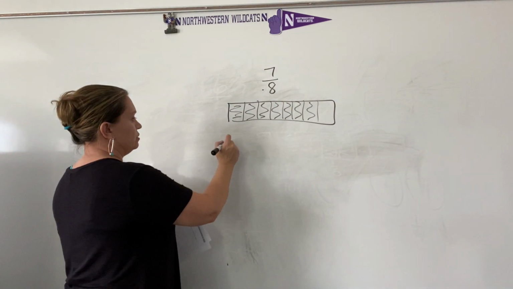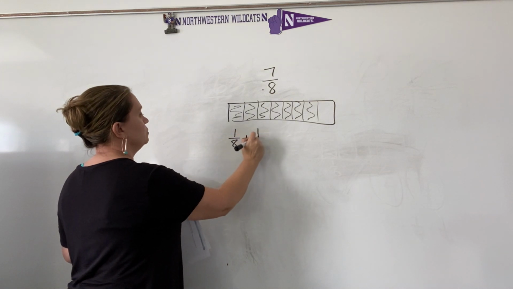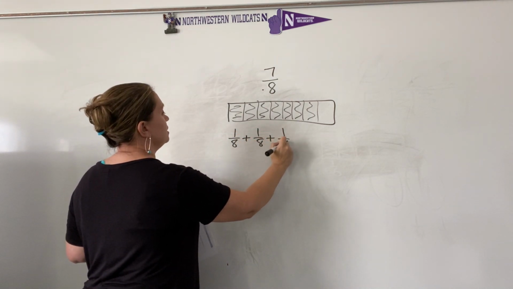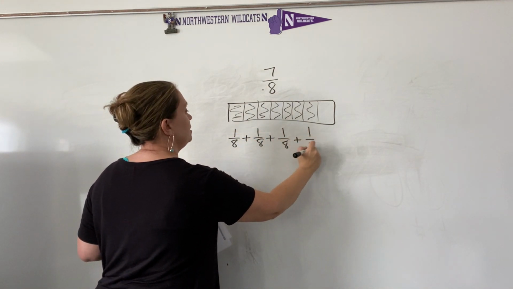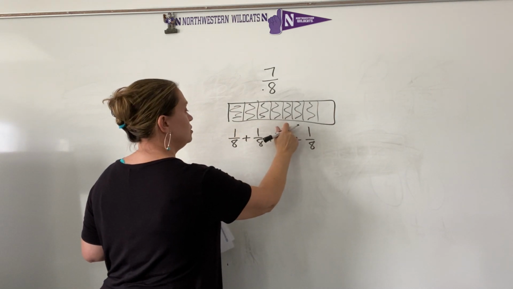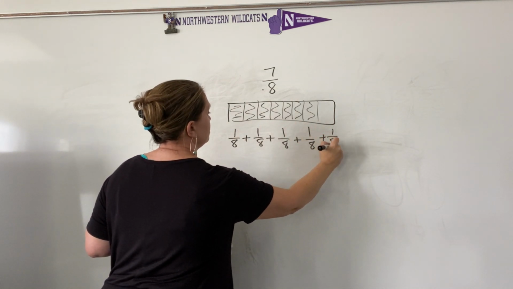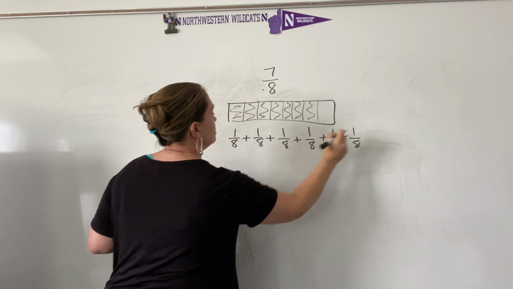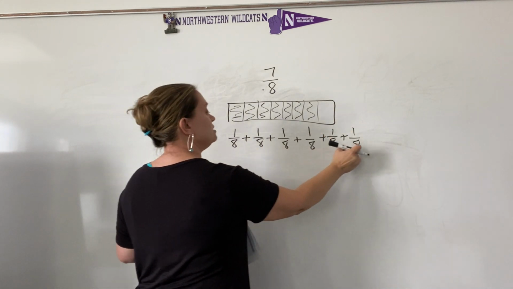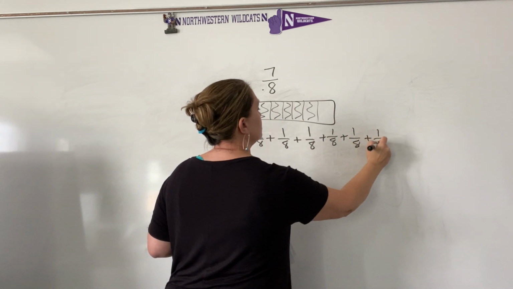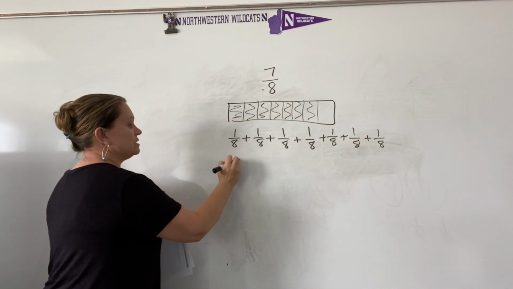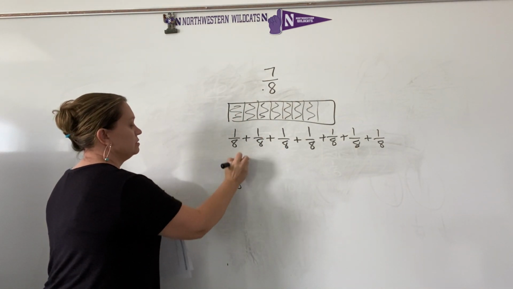Well, again, I could do 1/8 plus 1/8 plus 1/8 plus 1/8 plus 1/8 plus 1/8, 1, 2, 3, 4, 5, 6, one more plus 1/8. Or I could do something like this, like the bubble, 7/8.